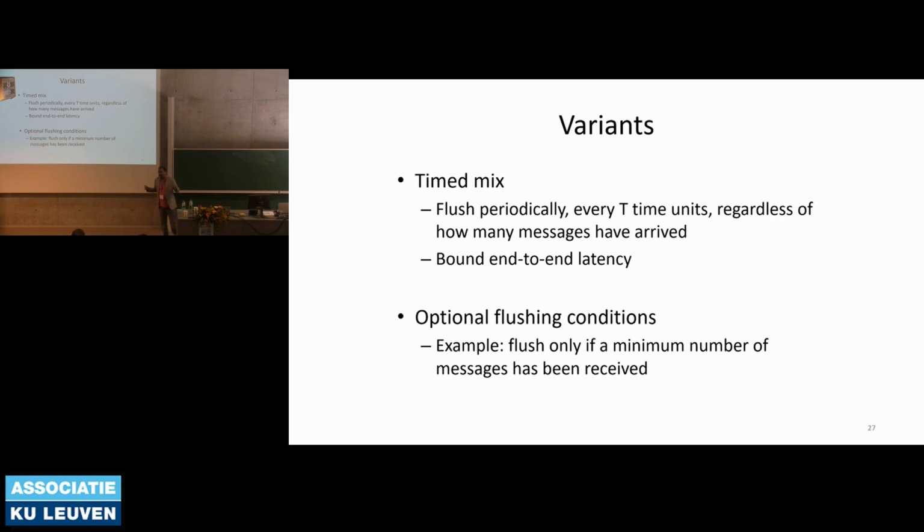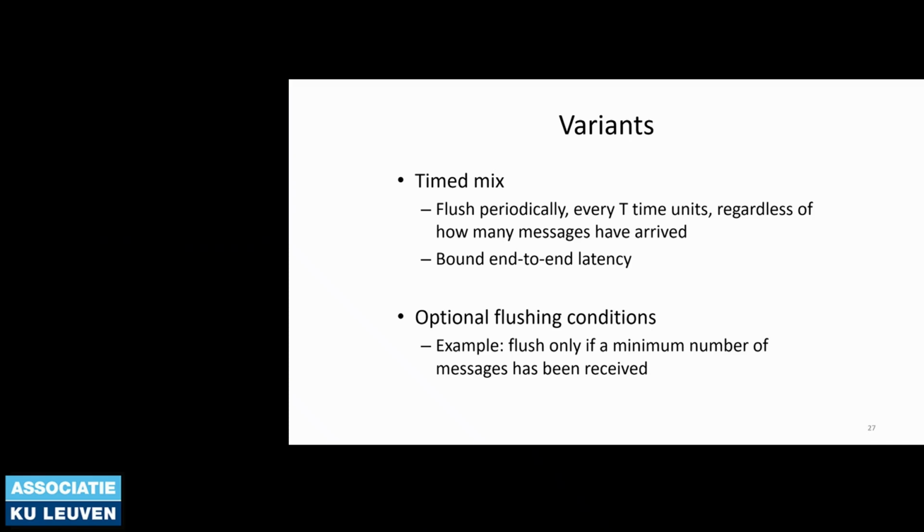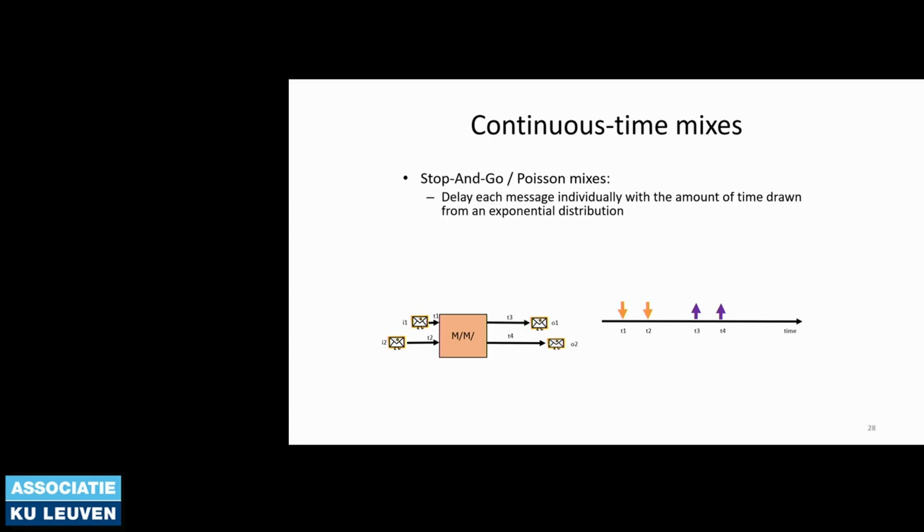Sometimes it might happen that you have a 1 second round time. We can call this time a round. In 1 second, you have collected only one packet. That means you practically have no anonymity. It's a single packet. And then you can use optional flushing conditions. For example, you have to collect at least 100 packets to flush, to forward.